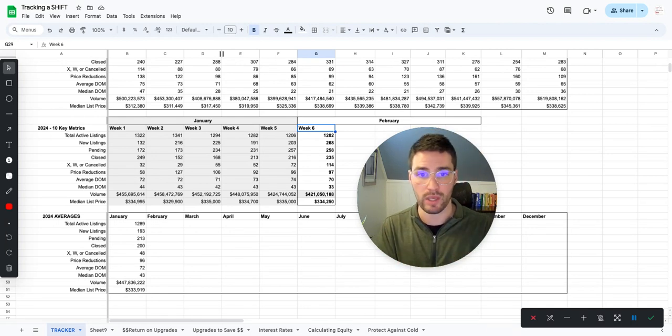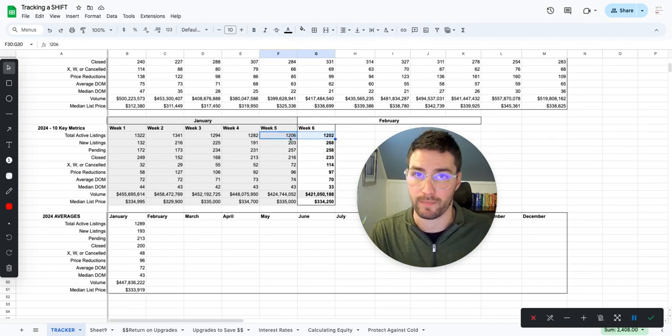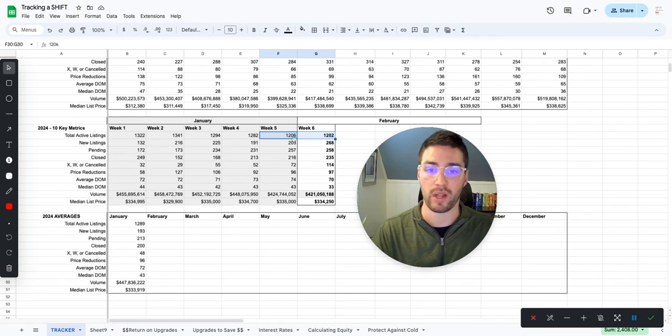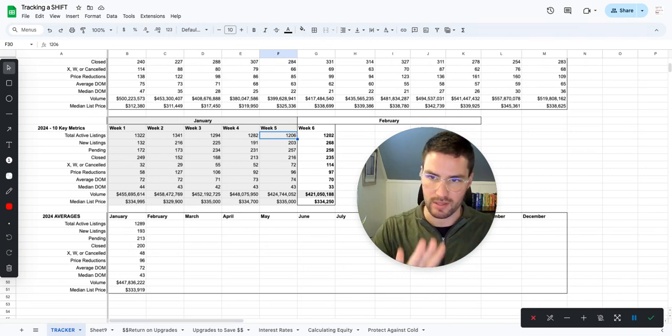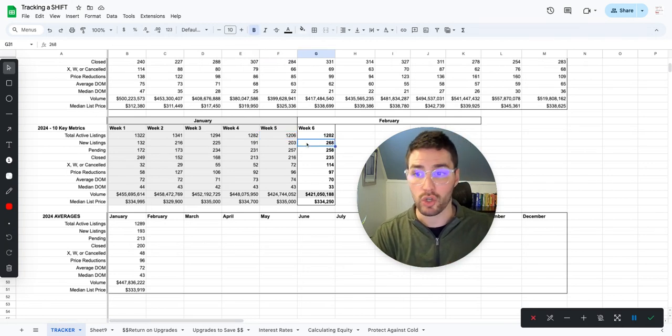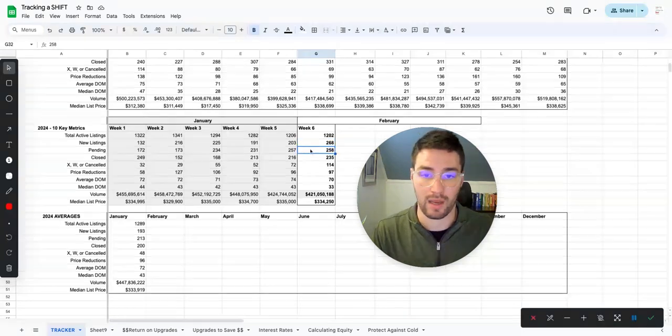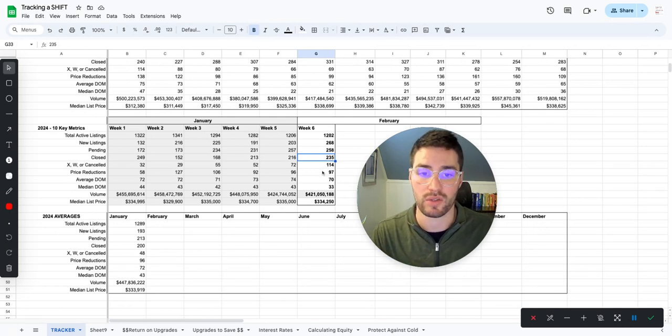All right, this week, the one thing I am happy to see is that we didn't keep falling in our total active listings. I mean, we fell a little bit, but only by 4 listings. It's basically less than a 1% change. So we kept the total active listings steady. Now, we had a good amount of new listings, which was fantastic, but we also had a lot of under contract, and the closed numbers are starting to increase too.